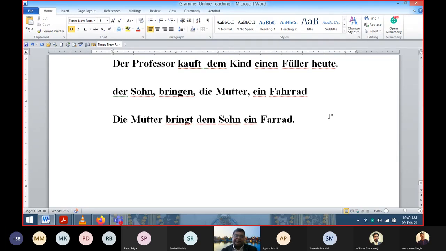This is one sentence. Another sentence is possible if you want to bring the meaning like the son is bringing a bicycle to the mother. So this is also possible. Is Fahrrad male or neuter? Don't ask like this. Either you ask masculine, feminine, neuter. So Fahrrad is neuter gender, okay?